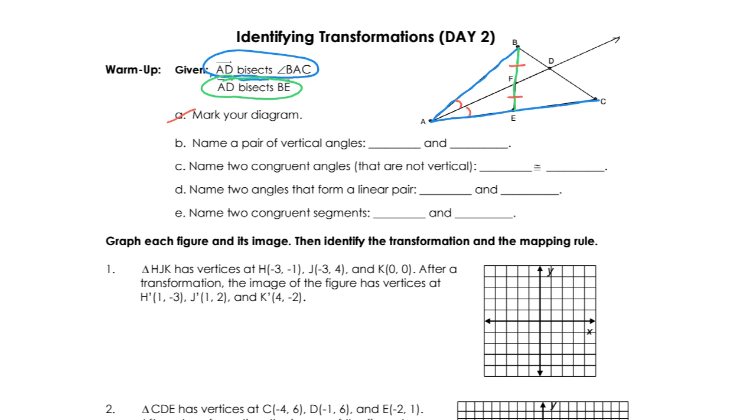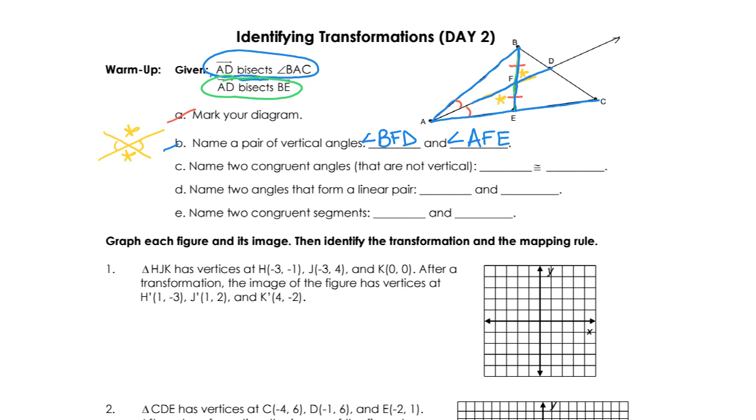Name a pair of vertical angles. Remember, vertical angles happen when you have that X shape, or two lines crossing, one angle on one side, one angle on the other, or they could be on the top and the bottom. I see that X shape right here in the middle. So I'm going to name this angle here and this angle here as my vertical angle pair. That is angle BFD, and the one down here with the star, angle AFE.